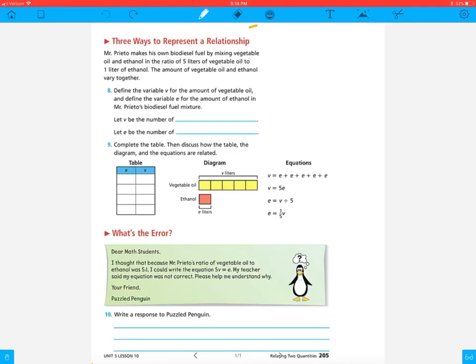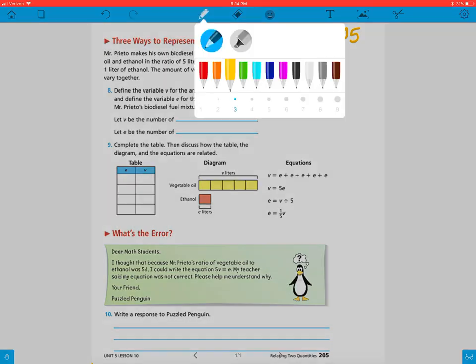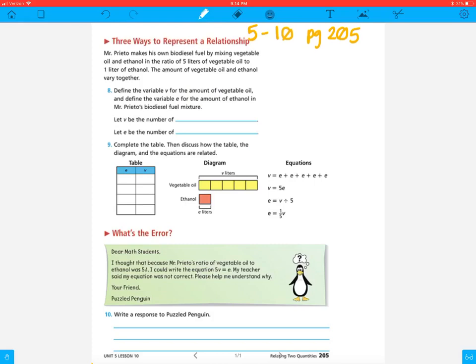This will be a continuation of 5-10, the very last page, page 205. We're going to look at Mr. Prado and how he makes his biodiesel fuel, and we will be reading Puzzled Penguin. So I'm glad you're here to follow along.